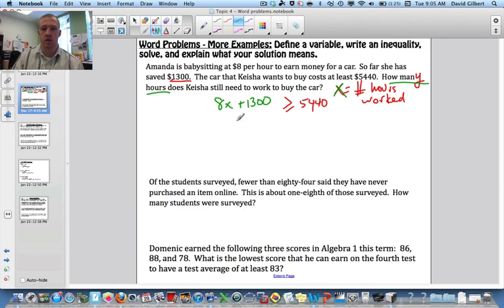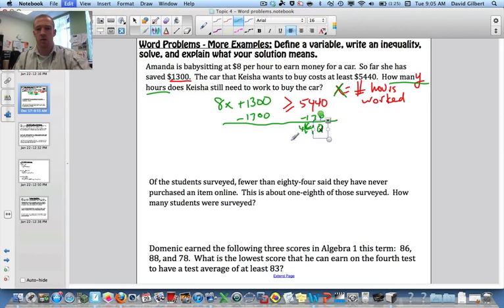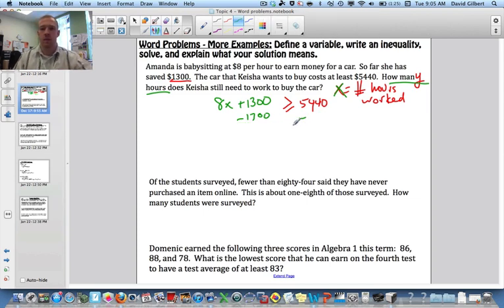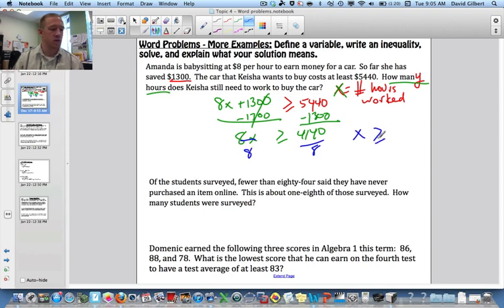and that gives us minus 1,300, and that gives us 4,140 over here. There we go, got it, finally. 8x has to be greater than or equal to that, so we divide by 8. And that gives us x has to be greater than or equal to 517.5 hours.